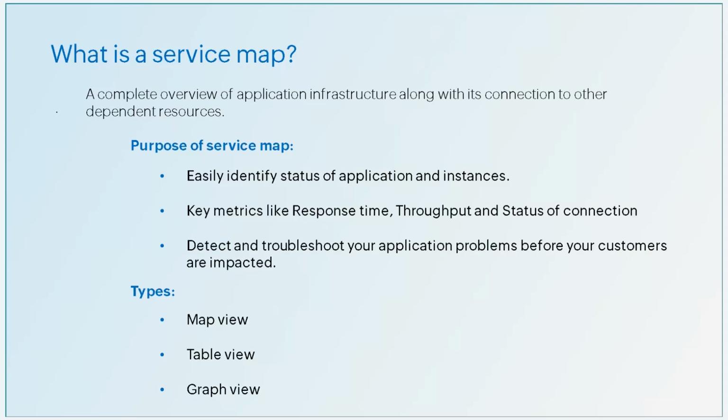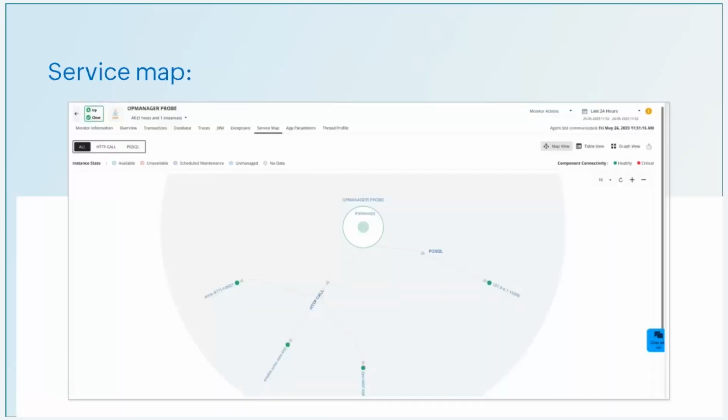There are three types of service map: map view, table view, and graph view. The map view provides a way of analyzing the topological view of the application, and its instances are represented in the central node.